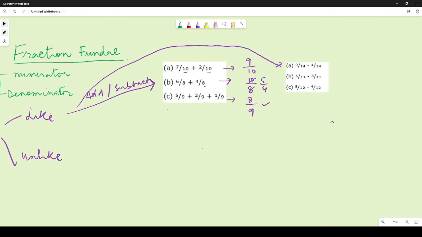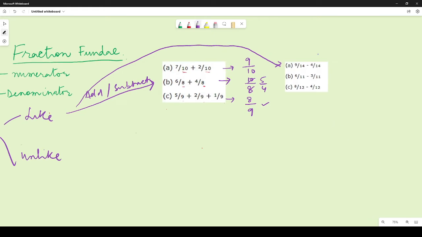So again they are like terms. The denominator remains the same over here, 14. 9 minus 4 is 5, right? The denominator here remains the same, 11. 6 minus 3 is 3. So you're just taking up the numerators. All the operation that needs to be done is done in the numerator because the denominator is the same. They are like fractions, right?